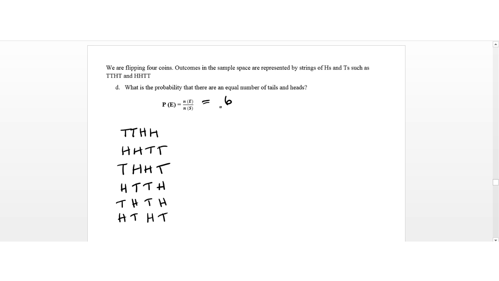events. We still have the number 16 as our sample size, sample space. So after reducing the fraction, we have the probability of 3/8.